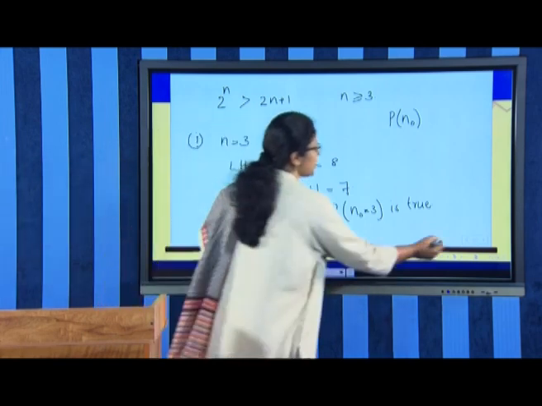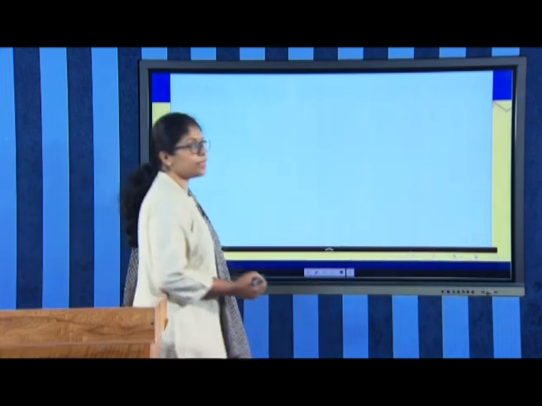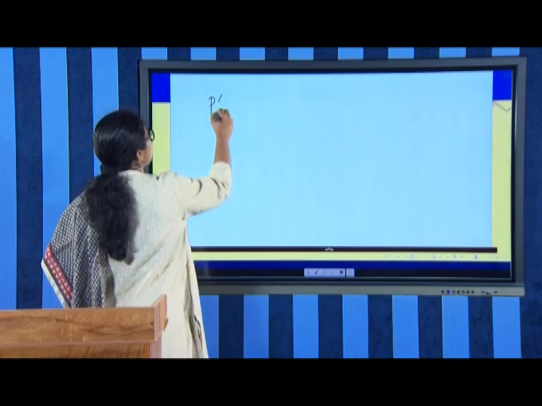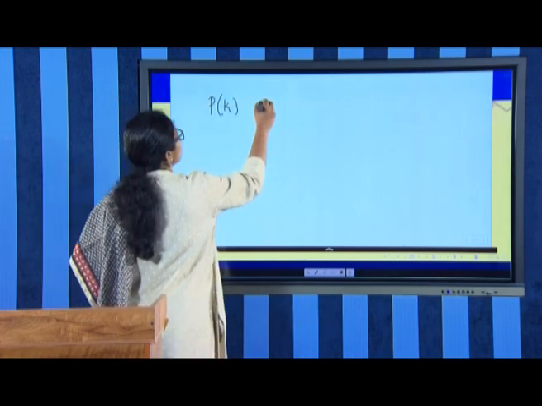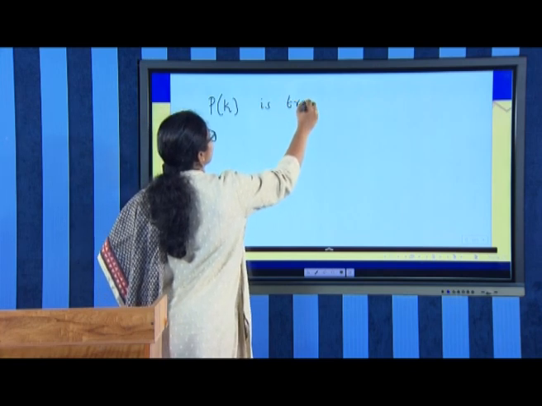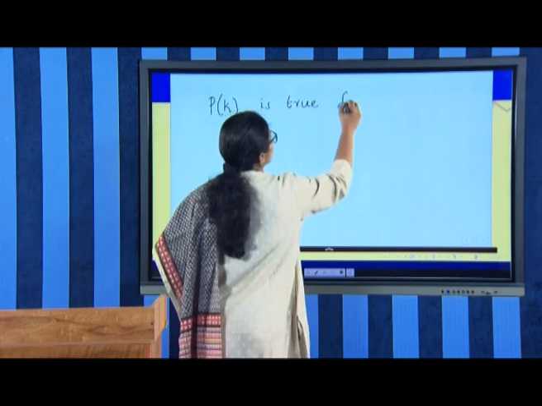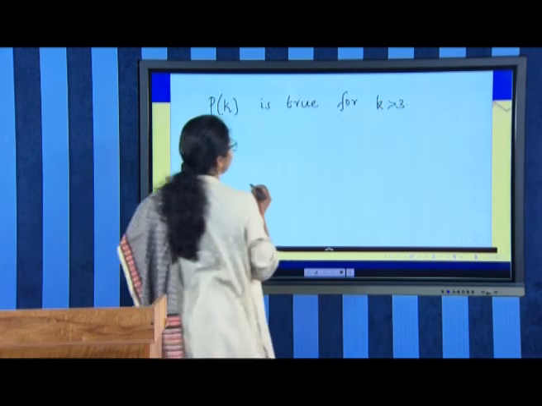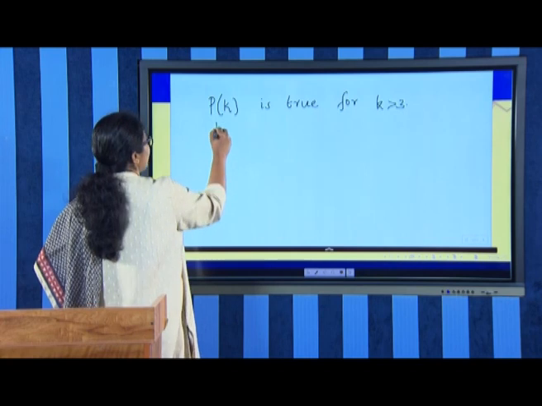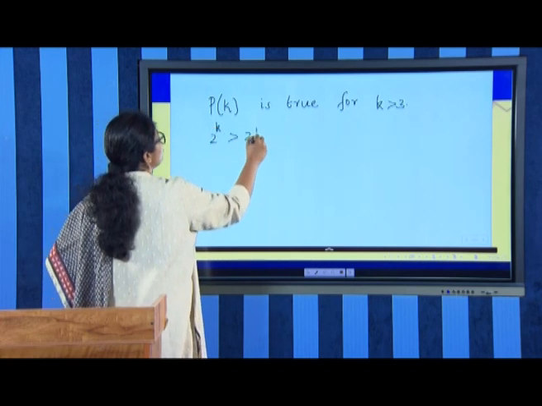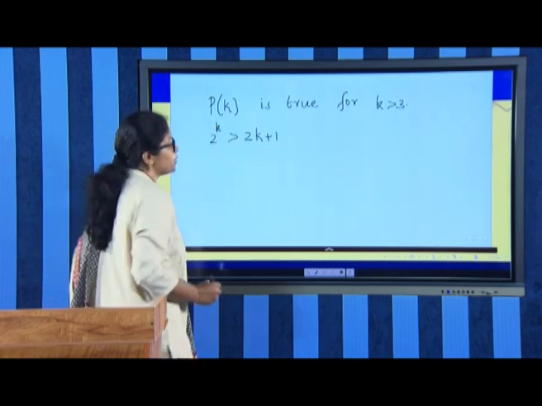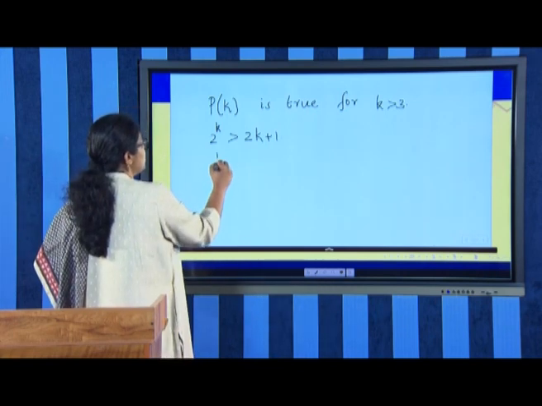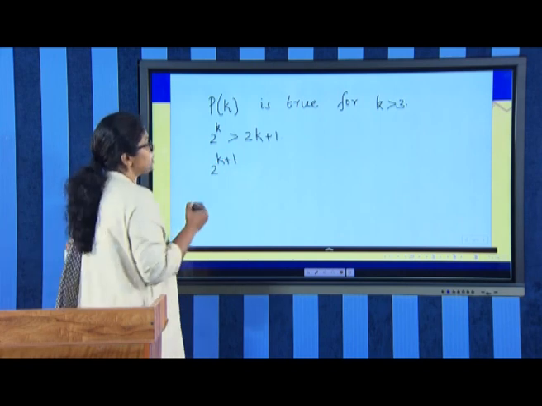Now, consider the second assumption, that is P of k is true for some natural number k greater than 3. That is, 2 power k is greater than 2k plus 1. Now, with this assumption, we are going to establish the case of k plus 1.